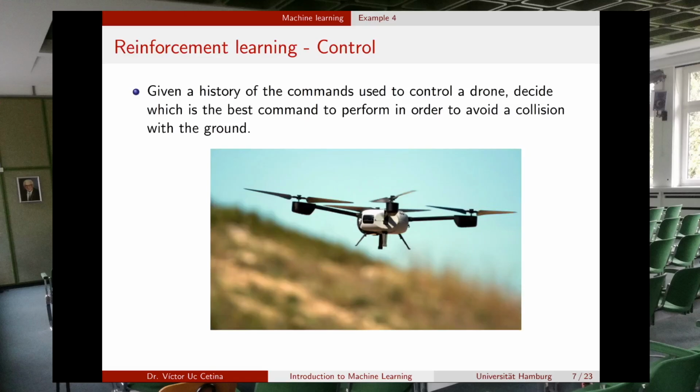There is a third major machine learning problem, which is called reinforcement learning, and this is mainly used for designing control systems. Like in this example, given a history of the commands used to control a drone, decide which is the best command to perform in order to avoid a collision with the ground. So suppose that there is a person who is an expert controlling this drone, and we can store information about the different states of the drone and the different actions that this human expert is performing to control the drone.